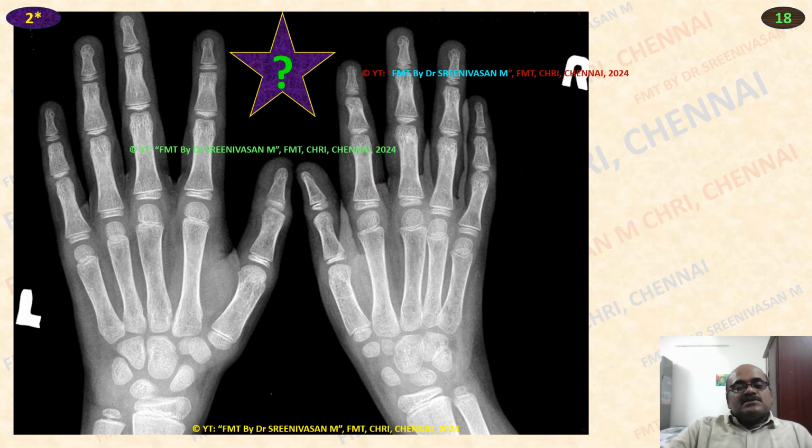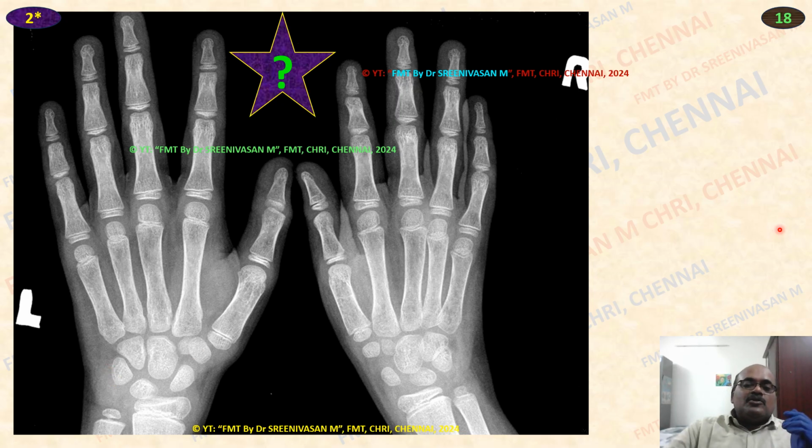Moving on to this X-ray, how many carpal bones can you see? 1, 2, 3, 4, 5, 6, 7, right? The trapezium and trapezoid are seen overlapping each other, but there are only 7, except pisiform. Pisiform has to look medially below the lower end of ulna, more medially overlapping the triquetral shadow. Here it is not there.